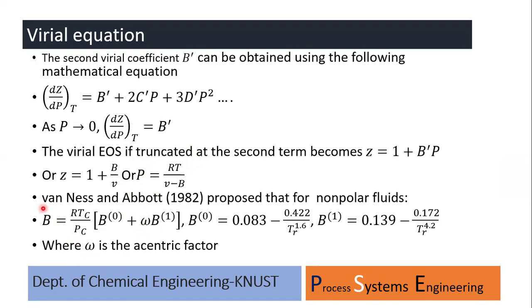What we're also saying was that there's a reference that we sent to you. They were saying that for non-polar fluids, we can have this expression for our B. So this is the expression we have, and then they've defined the various terms, the B0 and the B1. But then the omega symbol here is the eccentric factor. So that's what we are about to talk about now.